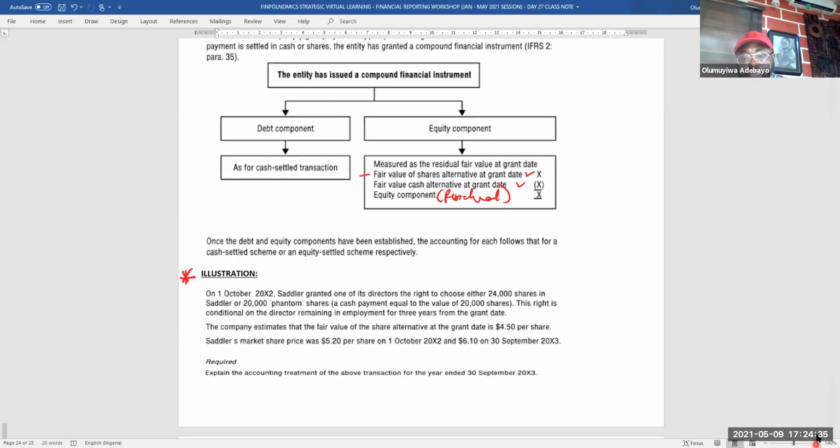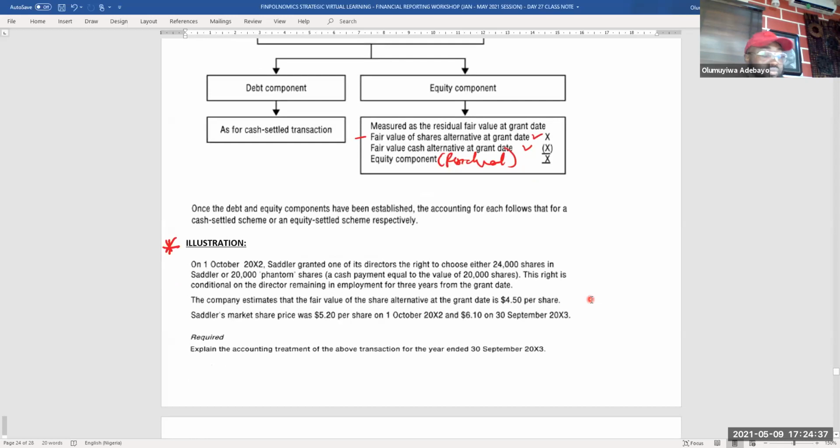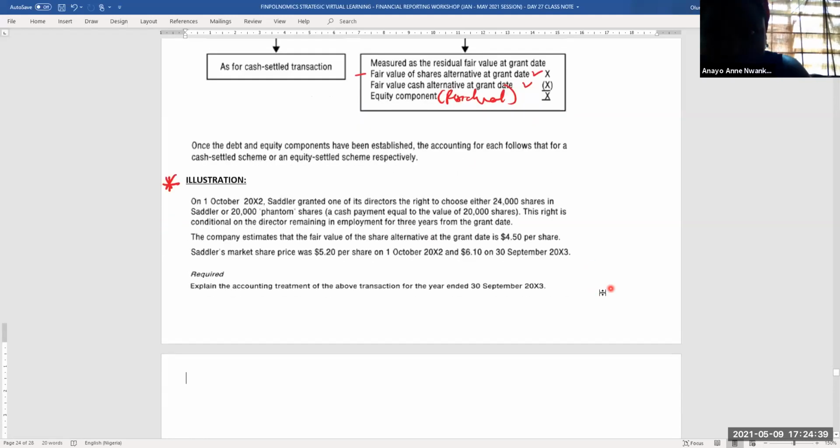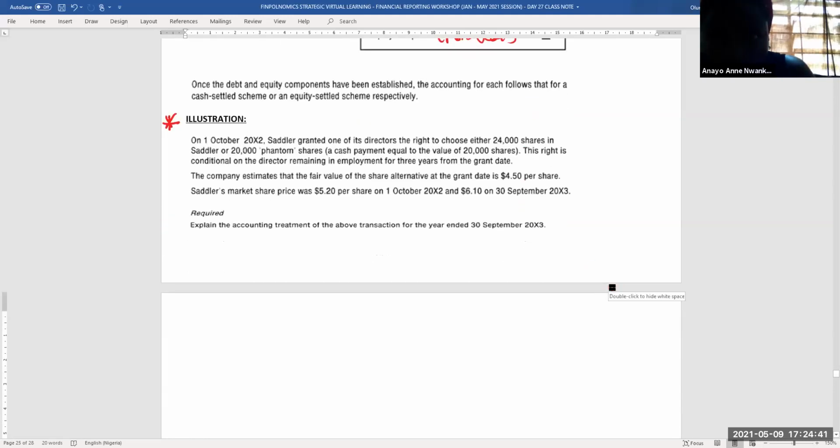Illustration. On 1st October 20X2, Sadler granted one of its directors the right to choose either 24,000 shares in Sadler or 20,000 phantom shares, which is a cash payment equal to the value of 20,000 shares.